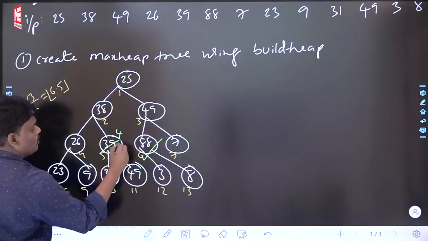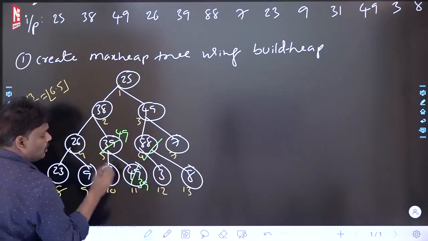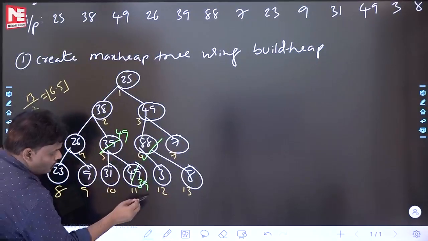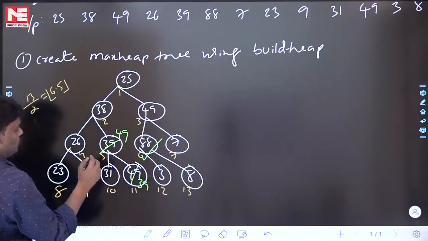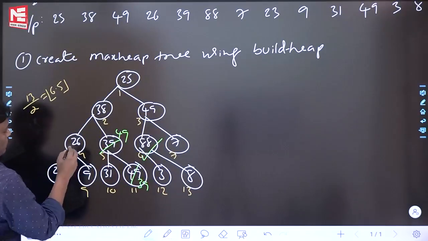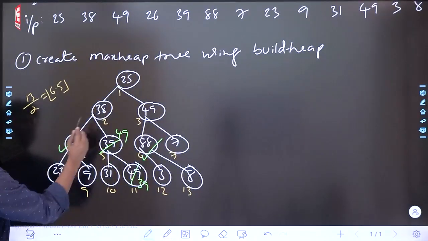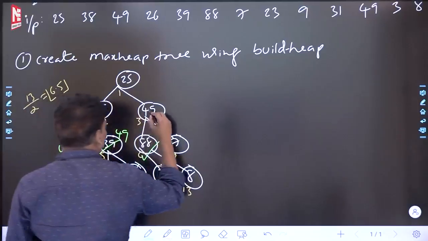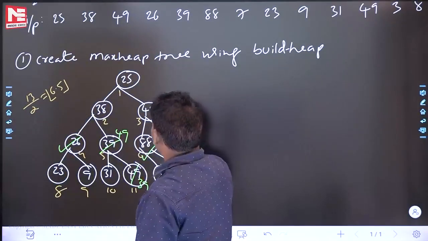I think 49 is better. 39 will go here. He will go down only. Further there is nothing, so he doesn't go. Next one. 5 over, let's go to the 4. 26, 23, 9. 26 is better. After 4, go to the 3. 49, 88, 7. So what is the answer?